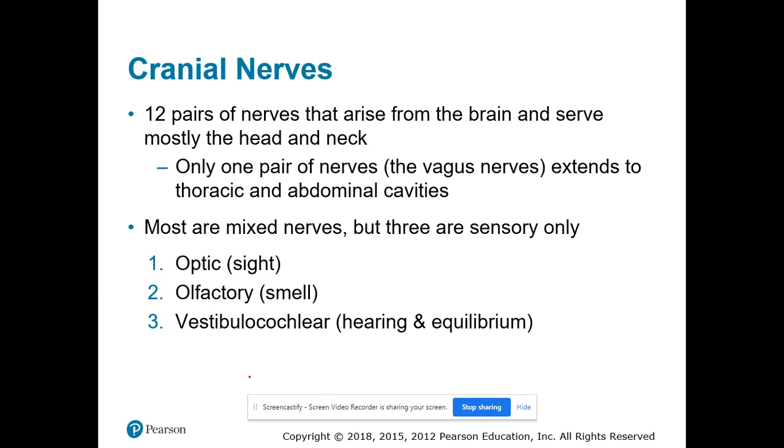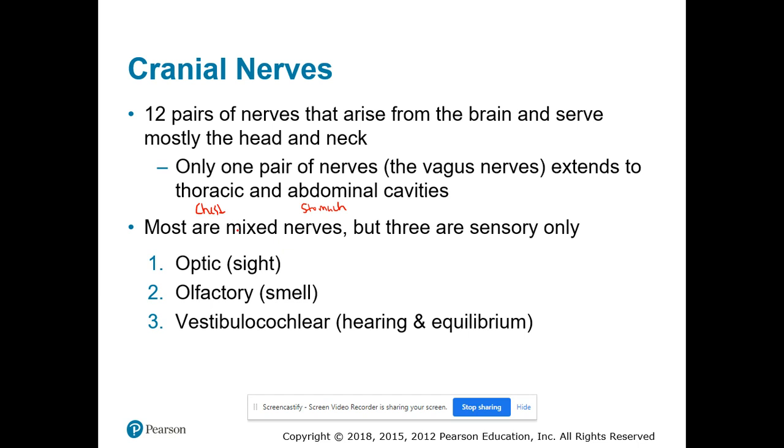There's actually one pair, known as the vagus nerves, that extend to other regions besides our head and our neck, and vagus nerves are going to extend into our thoracic and abdominal cavities. So remember, thoracic is our chest, and our abdominal is where our stomach is located.